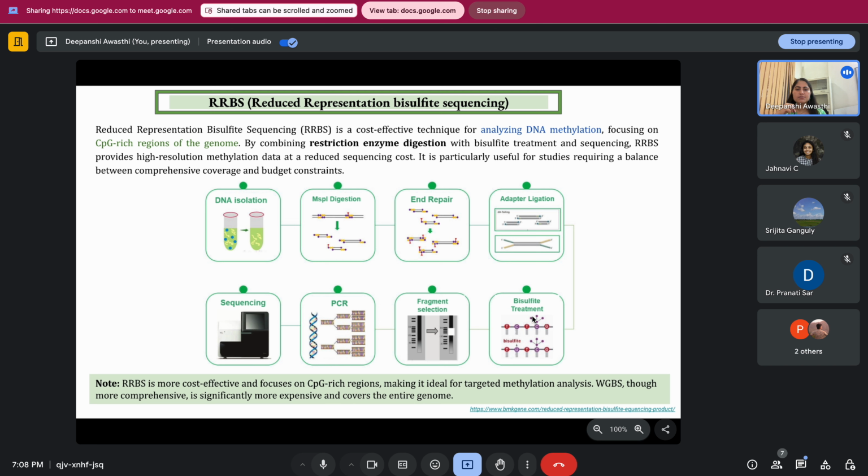So in bisulfite treatment, similarly as in the previous method, the cytosine will be converted to uracil, and the methylated cytosine will remain as methylated cytosine. Then those fragments will be selected, PCR could be done, sequencing could be done. So this method is the same as the previous method, but the difference is that it is focusing on the CpG rich regions, and second, it is using the restriction enzyme before directly treating with the bisulfite. So that's why it is quite cost effective. This is the only difference between both of them.